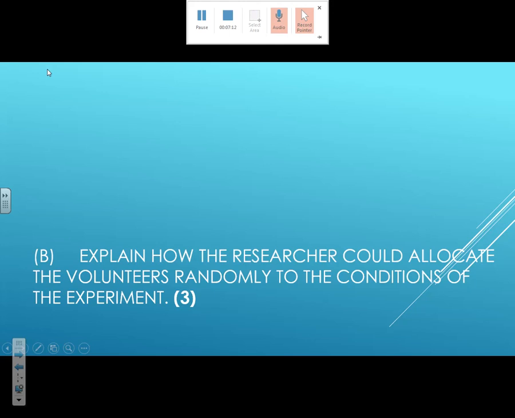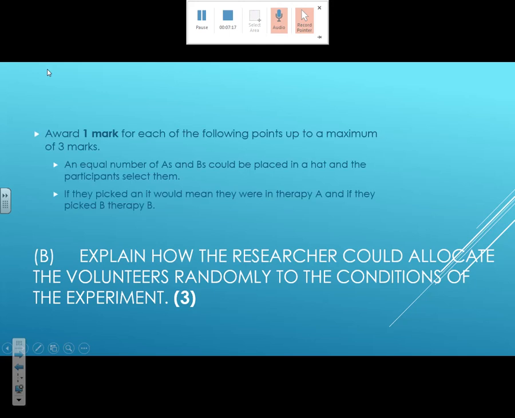Okay, explain how the researcher could allocate the volunteers randomly to conditions of the experiment. So you get 1 mark for each one of the points up to a maximum of 3. So there's only 2 points, but if you mention all of these, you will get all of the marks. If you only mention 1, you only get 1. So an equal number of A's and B's could be placed in a hat. That would be 1 mark if you've mentioned that. And then the participants select them. That would be the 2nd.